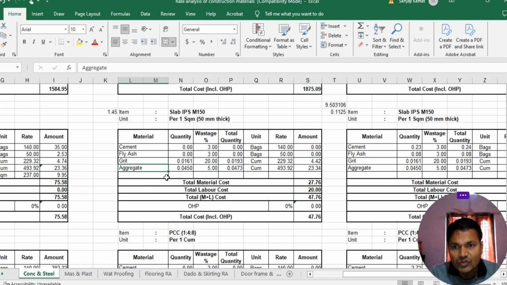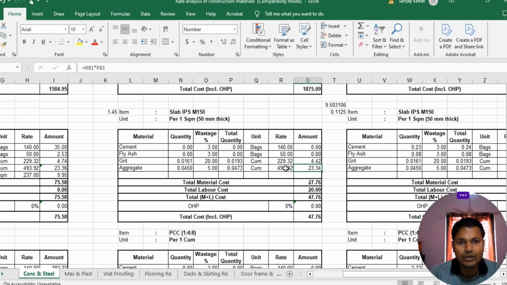Now coming to aggregate quantity, we have taken the aggregate quantity 0.0450. This quantity we have taken this much, and the wastage percentage this time we are doing 5% only. And the total quantity we have taken is 0.0473, and the unit of aggregate is cubic. And the rate of aggregate is 493.92.